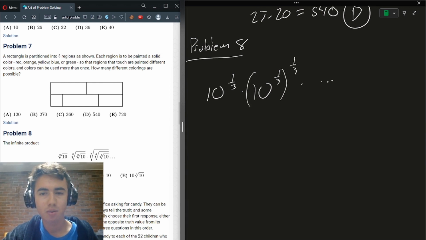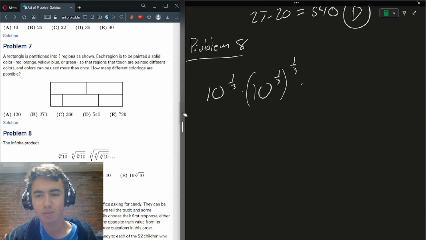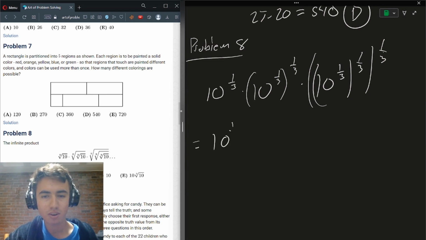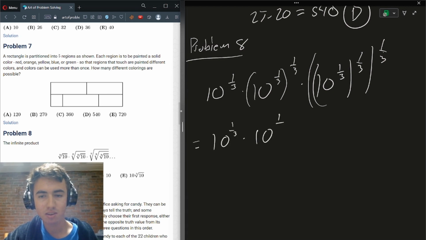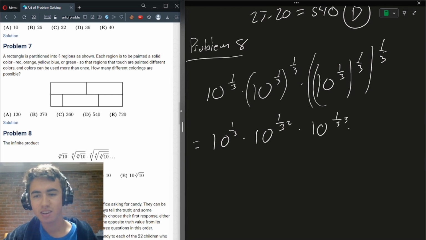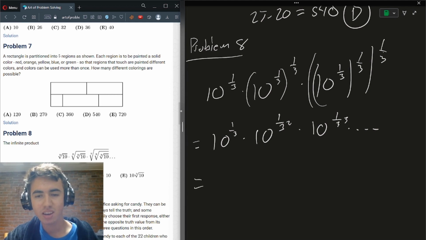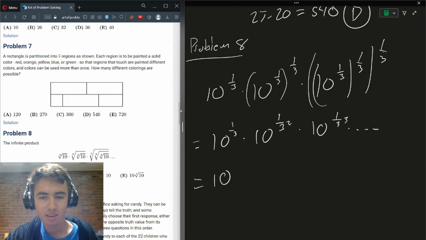First off, we know that when we raise to the power multiple times, this is the same as 1/3 times 1/3. I'll write one more: 10 to the 1/3 to the 1/3 to the 1/3. Well, that's the same as just multiplying 1/3 times 1/3 times 1/3. So we can rewrite this as 10 to the 1/3 times 10 to the 1/3 squared, times 10 to the 1/3 cubed, right? Etc. And now, when you write it like this, you can just add exponents, since you're multiplying them. So then it becomes 10 to the 1/3 plus 1/3 squared plus 1/3 cubed, dot dot dot.